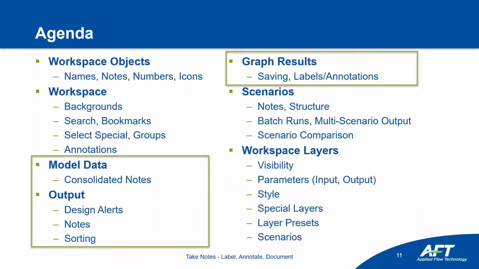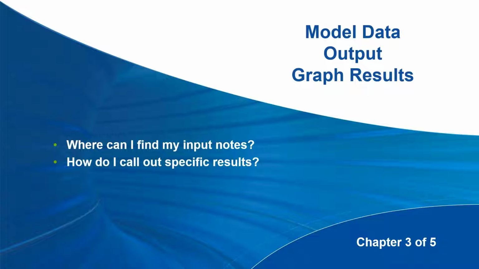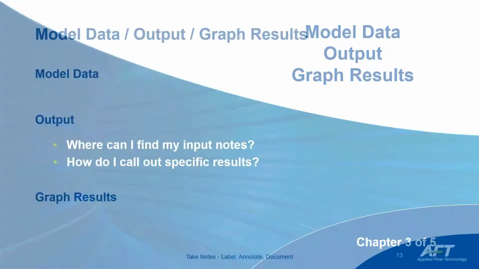So that is chapter 2. Now we'll take a look at chapter 3, which is really how do we look at our tabulated information, and then how do we interpret our output results? So where do we find all the input notes that we spent so much time meticulously entering? And then also, how can we call out specific results to make it more intuitive as we come back to analysis or tie it into our finalized report?